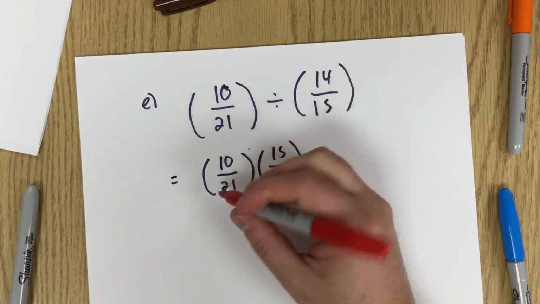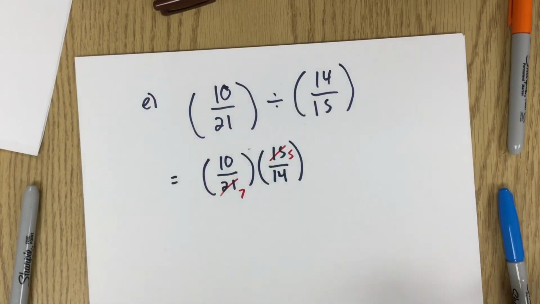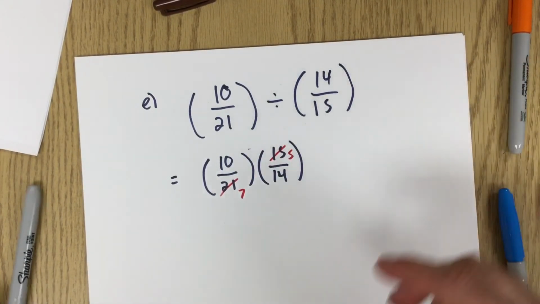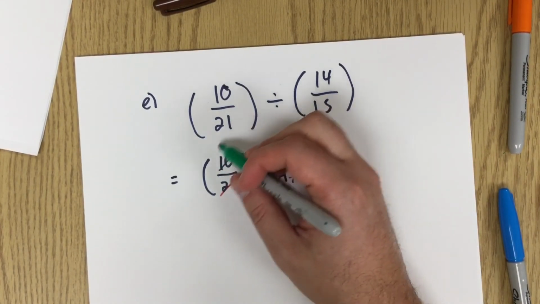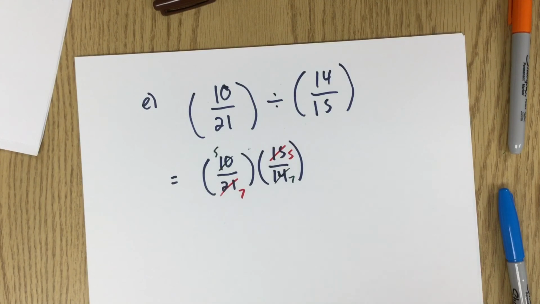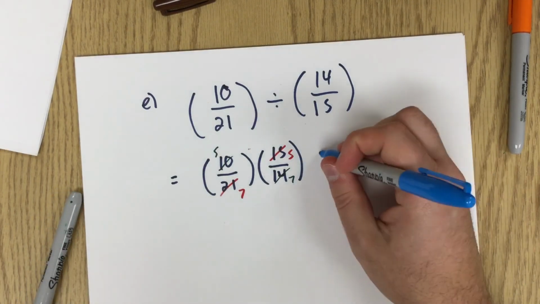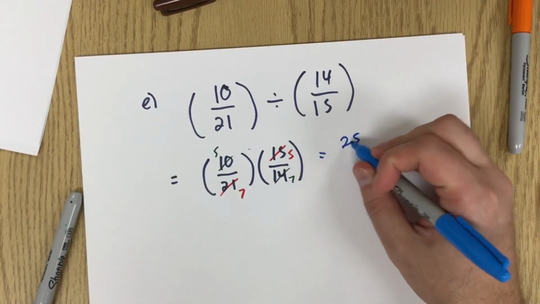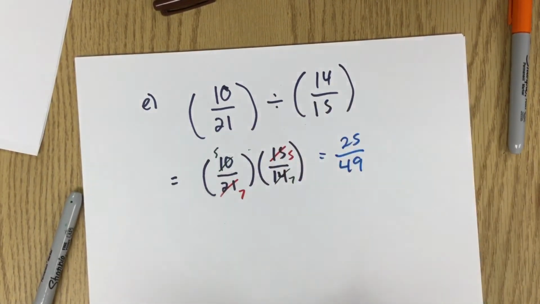These could both be divided by 3, so that gives us 7 and 5. And these could each be divided by 2. So that gives us 7 and 5. And so when we look at that, overall that's going to be 5 times 5 is 25, and 7 times 7 is 49. So 10/21 divided by 14/15 is 25/49.